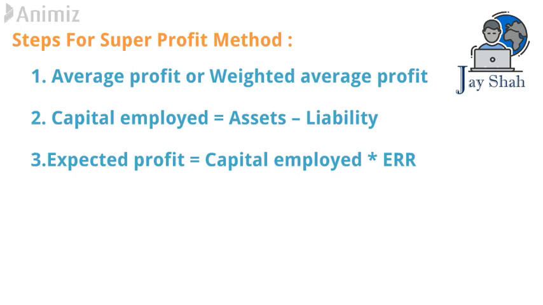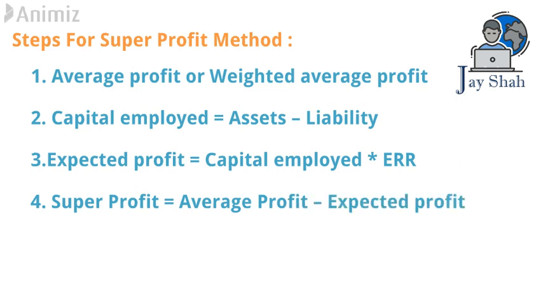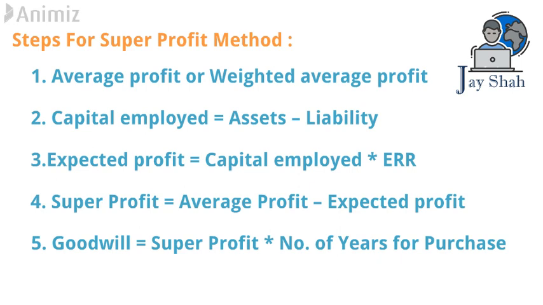The fourth step is to find out super profit, which is average profit minus expected profit. And the last step is goodwill, which is super profit into number of years of purchase of goodwill, which is also given in the sum. So after completion of these 5 steps, you can calculate the value of goodwill according to the super profit method. Here you should pause the video and either take a screenshot or note down all these 5 steps, so that in the further part of this video it will be helpful to you in seeing how we are going to follow the steps.